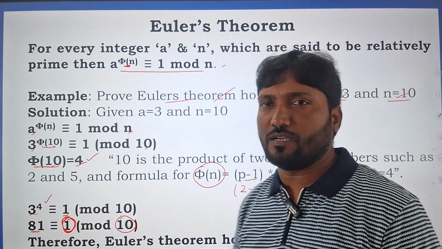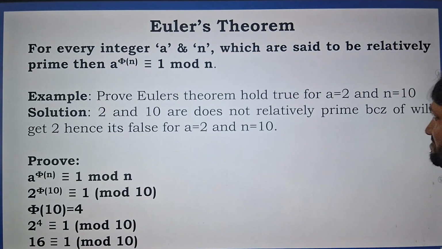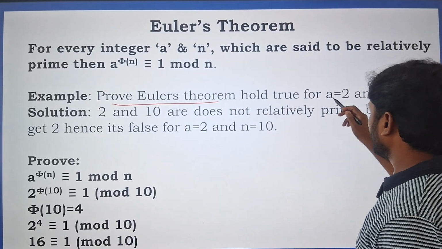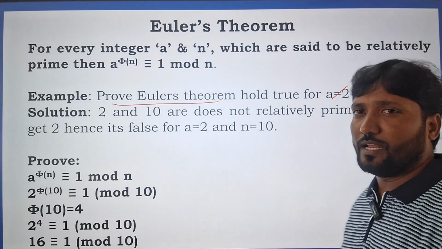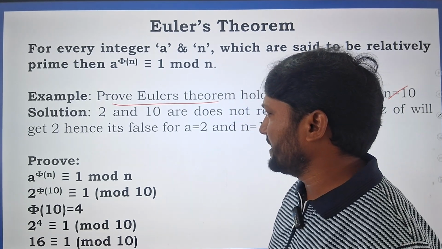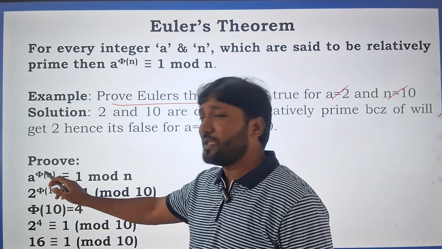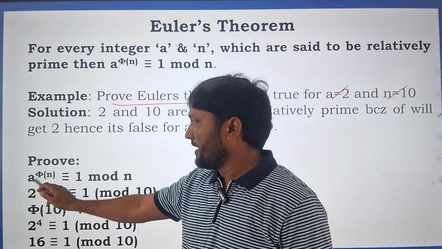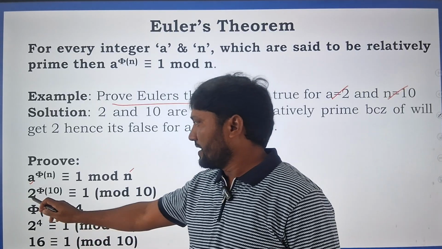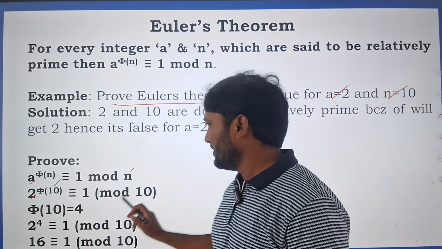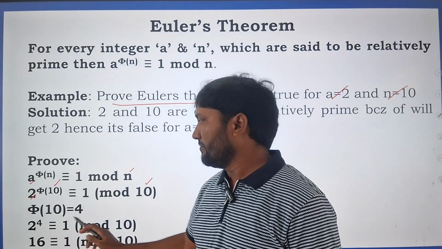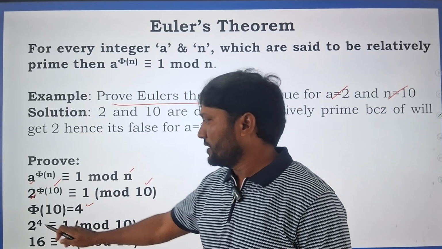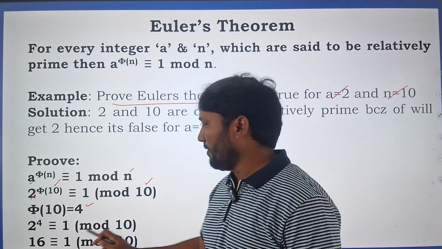Let us see one more simple example for Euler's theorem here. Now prove Euler's theorem holds true for a equals 2 and n equals 10. Now we have only one formula here, a to the power of phi of n congruent to 1 mod n. As we know, the a value is given and the n value is given. The a value is 2 and the n value is 10. Phi of 10 we already calculated in the previous example, that is 4. So 2 to the power of 4 congruent to 1 mod 10.